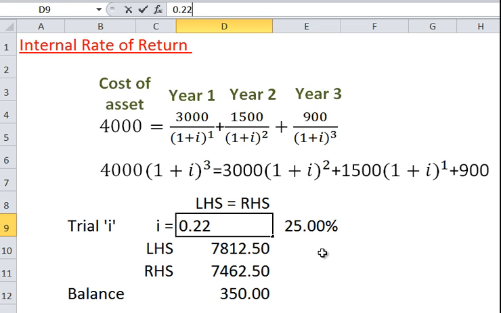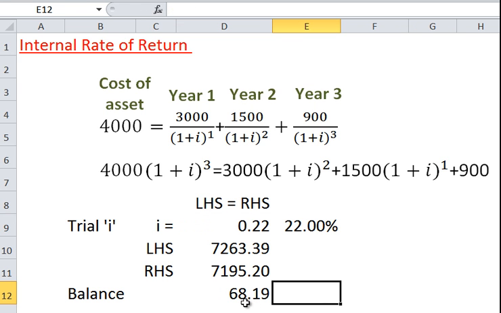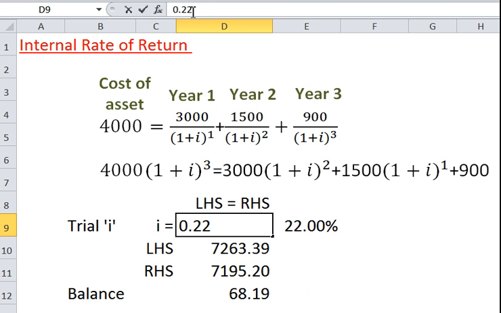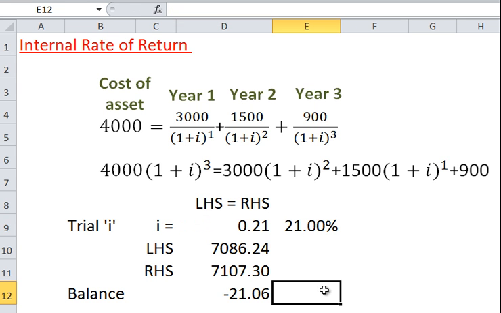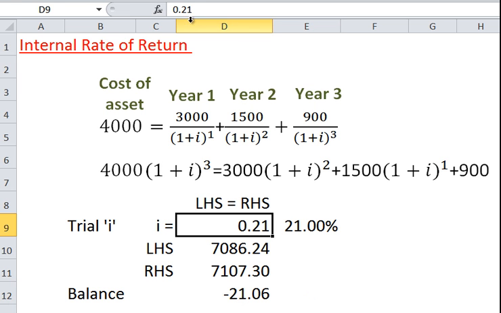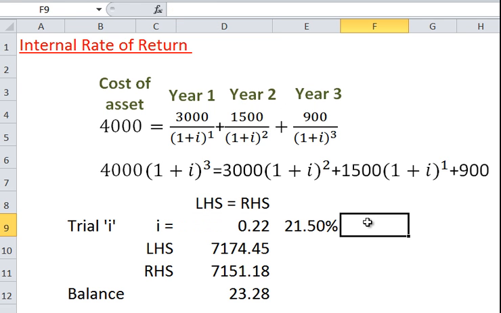2.2. 2.2 is good. 68. So the difference between the two figures is 68. Let's go 2.1. 2.1 is too small. So it's 2.1, say 5. 23 again. 23 is not bad. We could live with that. We could say that the internal rate of return is 21.5%.